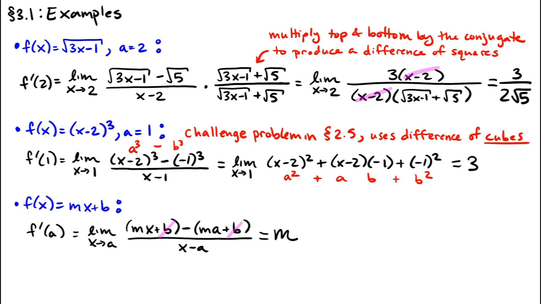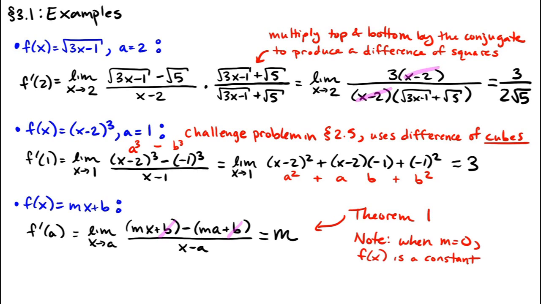So in other words, any line with slope m has a derivative equal to m everywhere. This f prime of a does not depend on a. The derivative is constant. This result is called Theorem 1 in the textbook. Notice that when m is 0, f of x is a constant, and so we're saying the derivative of a constant is 0 everywhere.